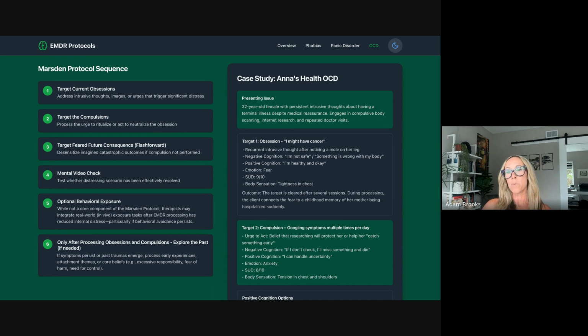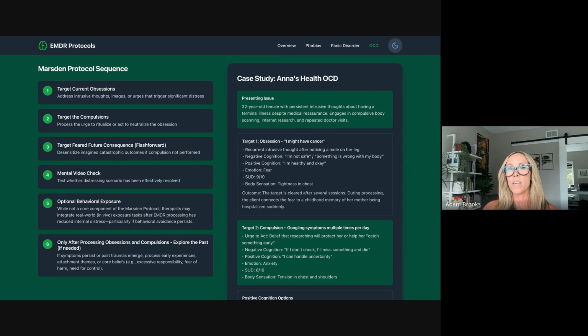So if symptoms still persist or past traumas emerge during processing that you've gathered, you'll want to process the early experiences, attachment themes, or core beliefs. Usually folks with anxiety disorder suffer from excessive responsibility, fear of harm, and need to control. And those will be your themes around your negative cognitions that you would use your float back for.